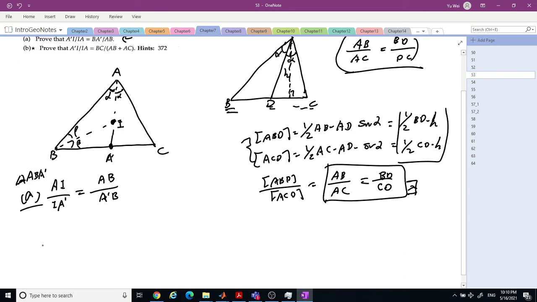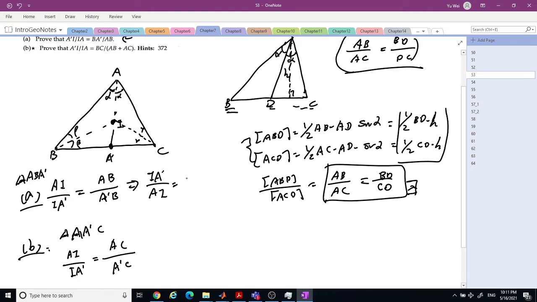Now the second one is the same thing. Let's draw one here. So we have gamma and gamma. In triangle A prime C, it's also AI over IA prime equals AC over A prime C. Then let's flip it, right? So we have IA prime over AI equals A prime B over AB.